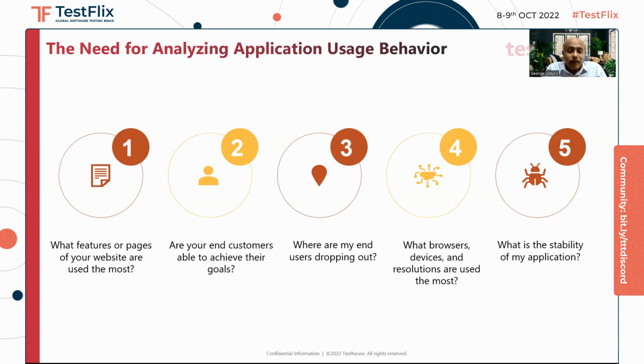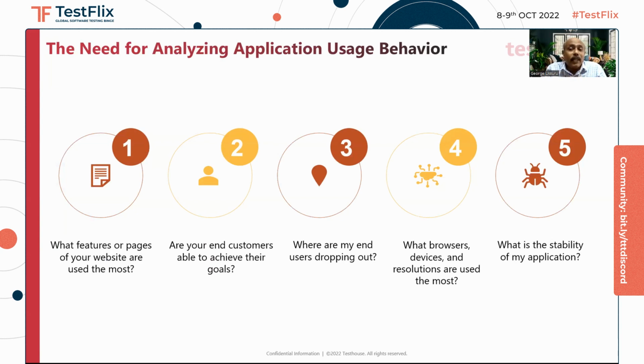The fourth area is that, as you know, there are multiple browser, device combinations, and resolutions on which your app needs to be tested. But are customers using the same resolutions, browsers, and devices that I'm using for my testing? That's another piece of information that you can extract from the production logs as well as from the application monitoring tools that are available.